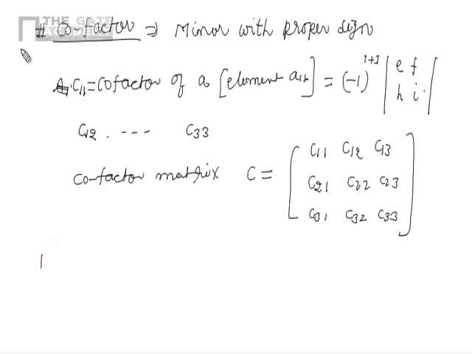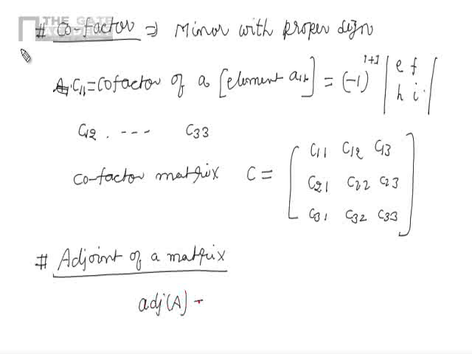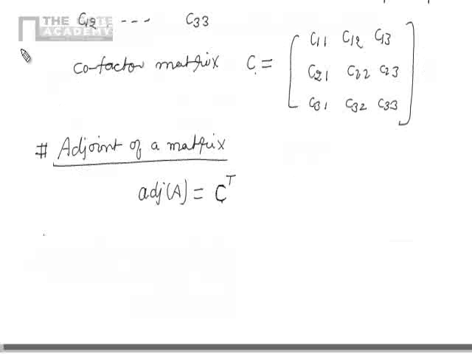The next is adjoint of a matrix. So what do we mean by the adjoint of the matrix? Adjoint of any matrix A is nothing but the cofactor matrix transpose. As we have earlier denoted the cofactor matrix by C, once we find out the cofactor matrix and take the transpose of this matrix, then it is called the adjoint of matrix A. And it is important in calculating the inverse of the matrix.